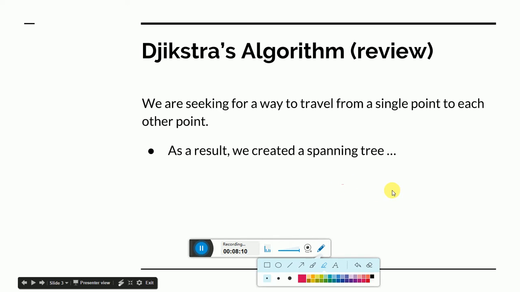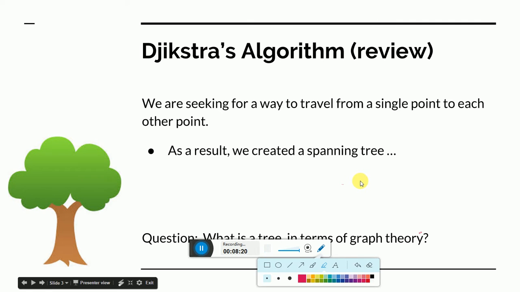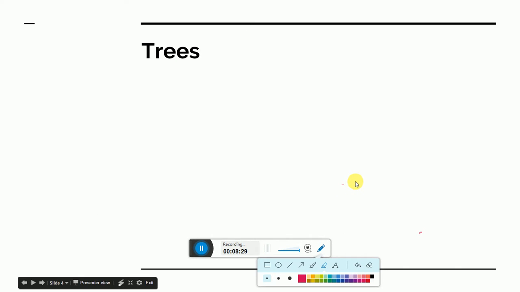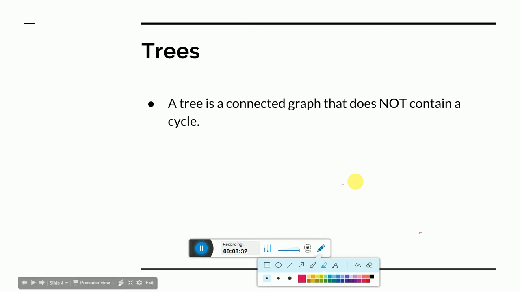So again, the question was, what is a tree in terms of graph theory? I gave you some insight as to what a tree is. We got a little happy tree right here because trees make us happy. Awkward silence. All right, so what is a tree? A tree, again, is a connected graph that does not contain a cycle.